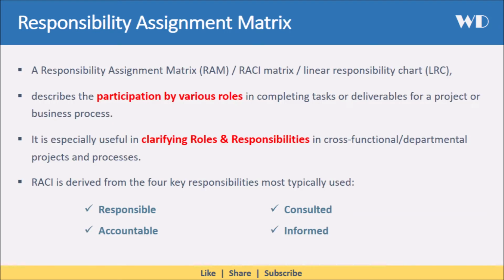A responsibility assignment matrix, also known as the RACI matrix or a linear responsibility chart, describes the participation by various roles in completing tasks or deliverables for a project or business process. It is especially useful in clarifying roles and responsibilities in cross-functional/departmental projects and processes. RACI is an acronym derived from the 4 key responsibilities that is most typically used. The 4 key responsibilities are responsible, accountable, consulted, and informed. Let's understand each of them in detail.